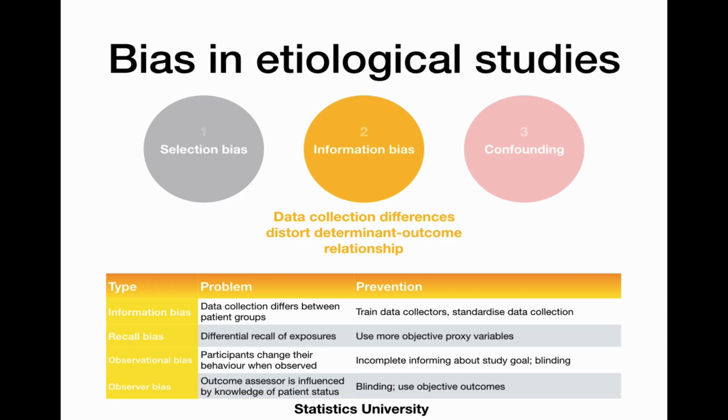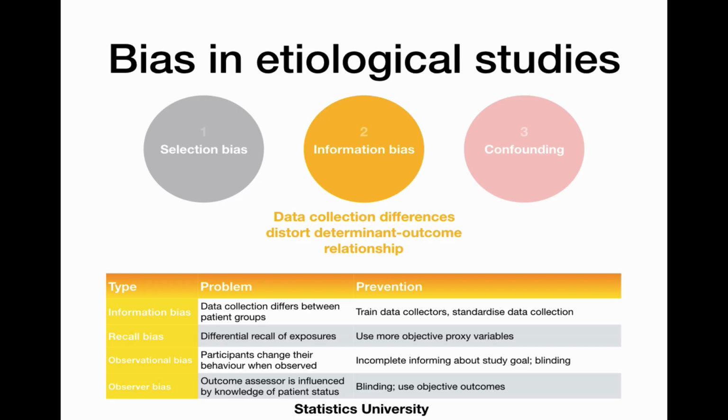Now, in information bias, the data collection differs between patients, distorting the determinant-outcome relationship. And thus, we should train data collectors to be objective and standardize the data collection process. Recall bias is a problem where there's differential recall of exposures between patients, and a way to circumvent this is to use more objective proxy variables. And observational bias occurs if participants change their behavior when they are observed, and we could use incomplete informing about the study goal or blinding to tackle this problem.